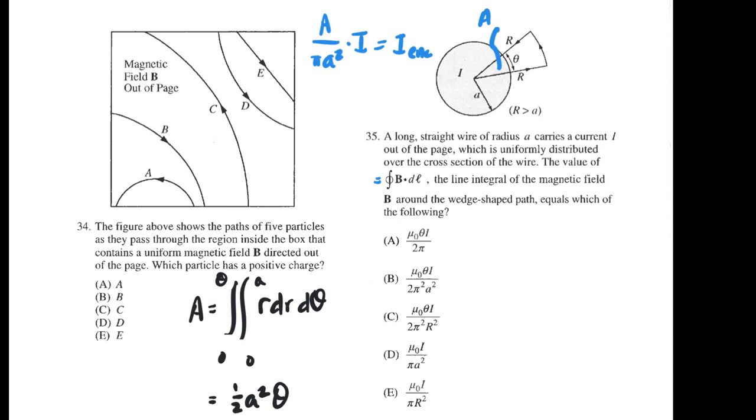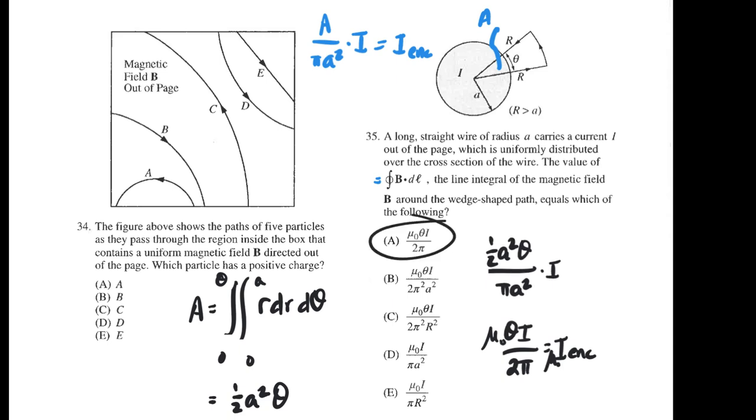So when I plug it in up there, I'll get 1/2 a squared theta over pi a squared times I. This should give me the current enclosed. The a's cancel out, drop the 2 to the denominator, and I get theta I over 2 pi. So that's I enclosed. I need to multiply by mu naught for it to be the line integral of the magnetic field across that whole pi piece. So A is the right answer, but that's a long way to get there. I don't have memorized, I guess, the area of a sector.